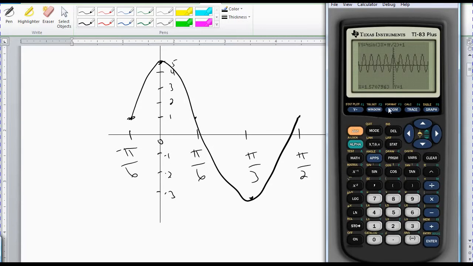Now if I wanted to, if I put it in degree mode, I would have used 90 for pi halves, and then when I would check these values, that would be negative 30, 30, 60, and 90. Just wanted to show you something a little different.